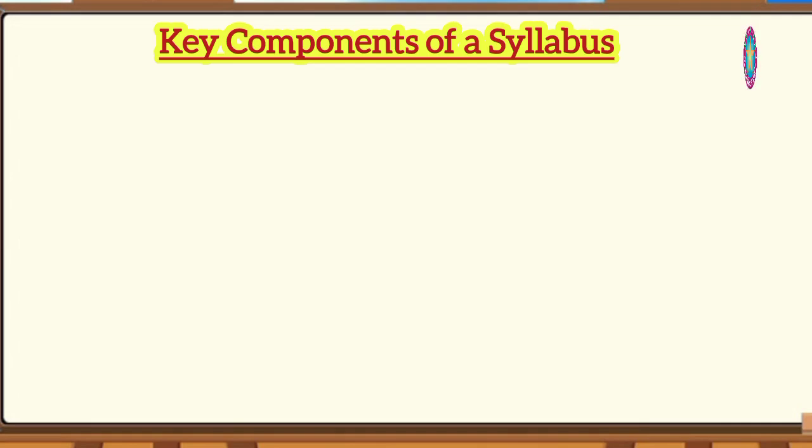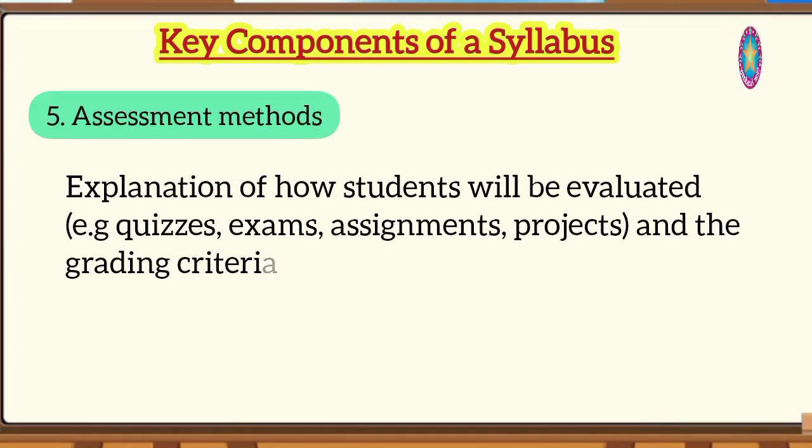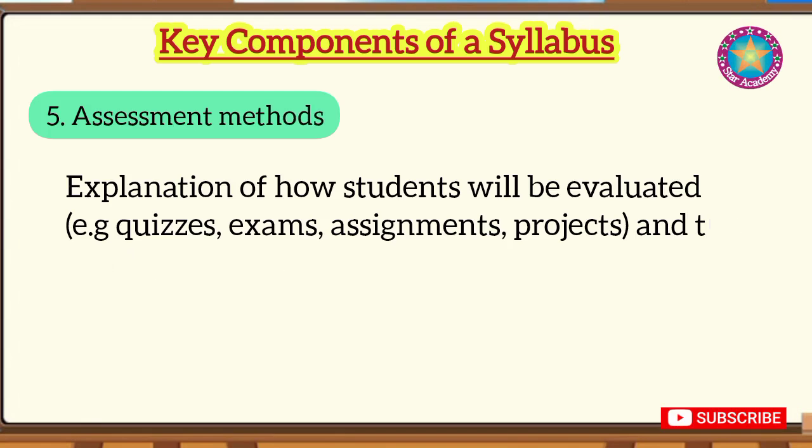Number five is assessment methods. Explanation of how students will be evaluated, for example, through quizzes, exams, assignments, projects, and the grading criteria.